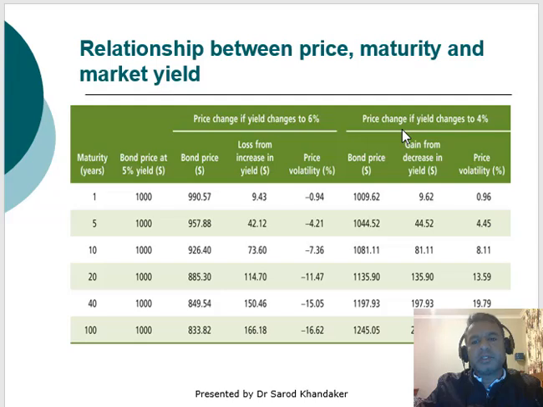In the same way, if the market interest rate reduces, let's look at what will happen to the bond price if the yield changes to 4%, or the yield declines. In that case, the bond price will be $1,009.62. Gain from the decreased yield would be $9.62. So how we can calculate: $1,009.62 minus $1,000 is 9.62, and the bond price volatility will be 0.96%.